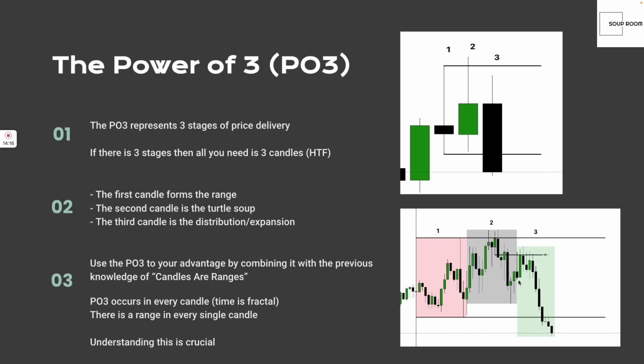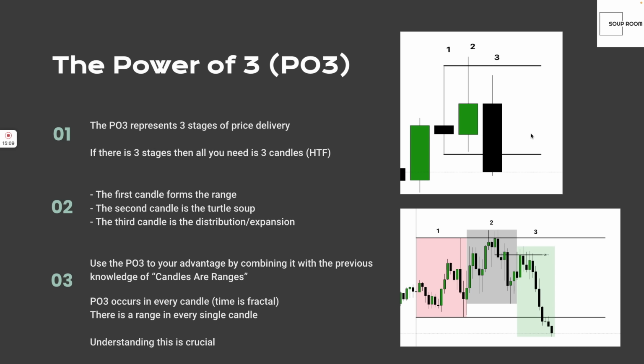As I've mentioned, power of 3 occurs in every single candle. Open, low, high, and close. This is accumulation. Candle 2, open, high, low, close. This is manipulation. Where did we manipulate? We manipulated the high of the first candle. Stage 3, candle 3. Open, high, low, and close. This is distribution. This will be where you find your quickest trades, the highest probable trades.